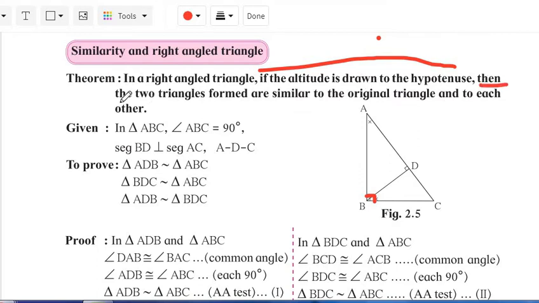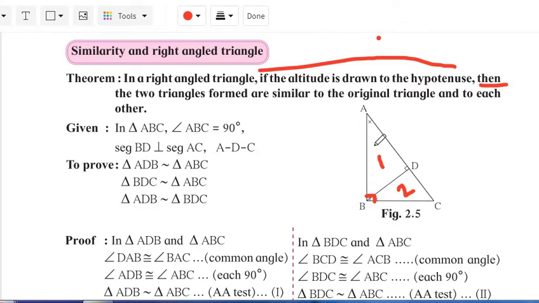To prove the two triangles so formed, two triangles means ADB and BDC, are similar to the original triangle. Original triangle means ABC. So these two triangles formed, suppose triangle 1 and triangle 2, are similar to this triangle ABC. Now whenever similarity is there, we have to use one-one correspondence. Then how to remember this one-one correspondence?